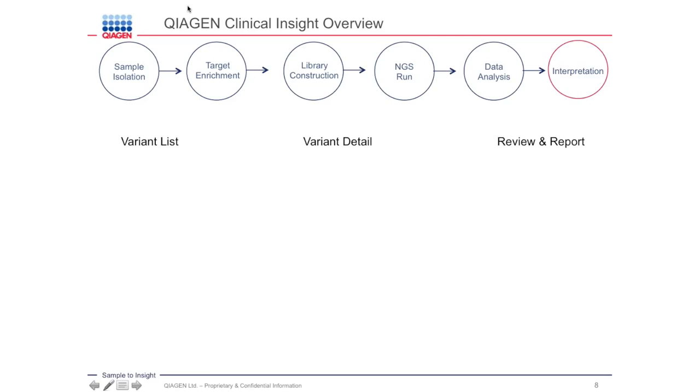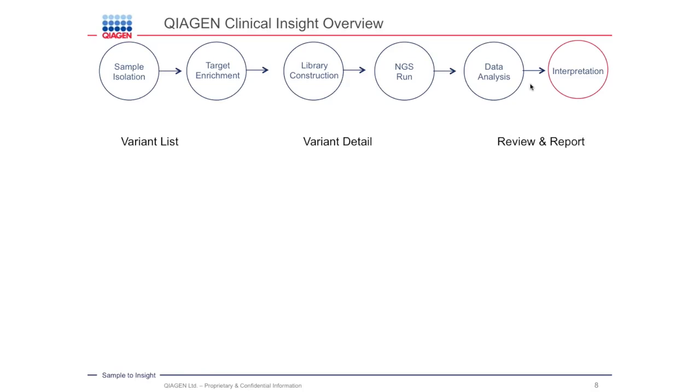QIAGEN Clinical Insights is at the end of your NGS workflow. If you think about sample isolation, then you do target enrichment. This is all wet lab-based experiment. Then you do library construction and you run your sequencing. After that, QIAGEN has a lot of different products that can allow you to do data analysis, but QIAGEN Clinical Insight will be after the data analysis.